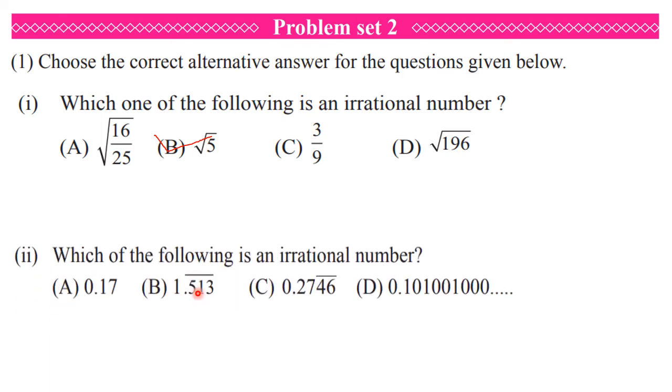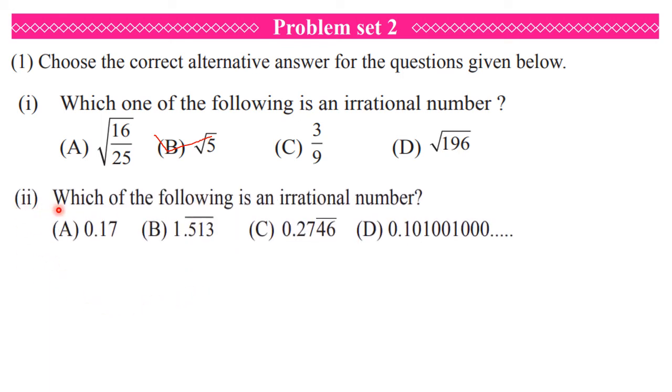Let's go further. Question number 2 now. Which of the following is an irrational number? Again the same question is asked, but now here the radical sign is not given. Instead, the numbers are given in decimal format, and we have to check which one is an irrational number. For checking this, the criteria we use is: if the number is terminating or if it is recurring, then the number is rational. And if it is non-terminating, non-recurring, then it is an irrational number.